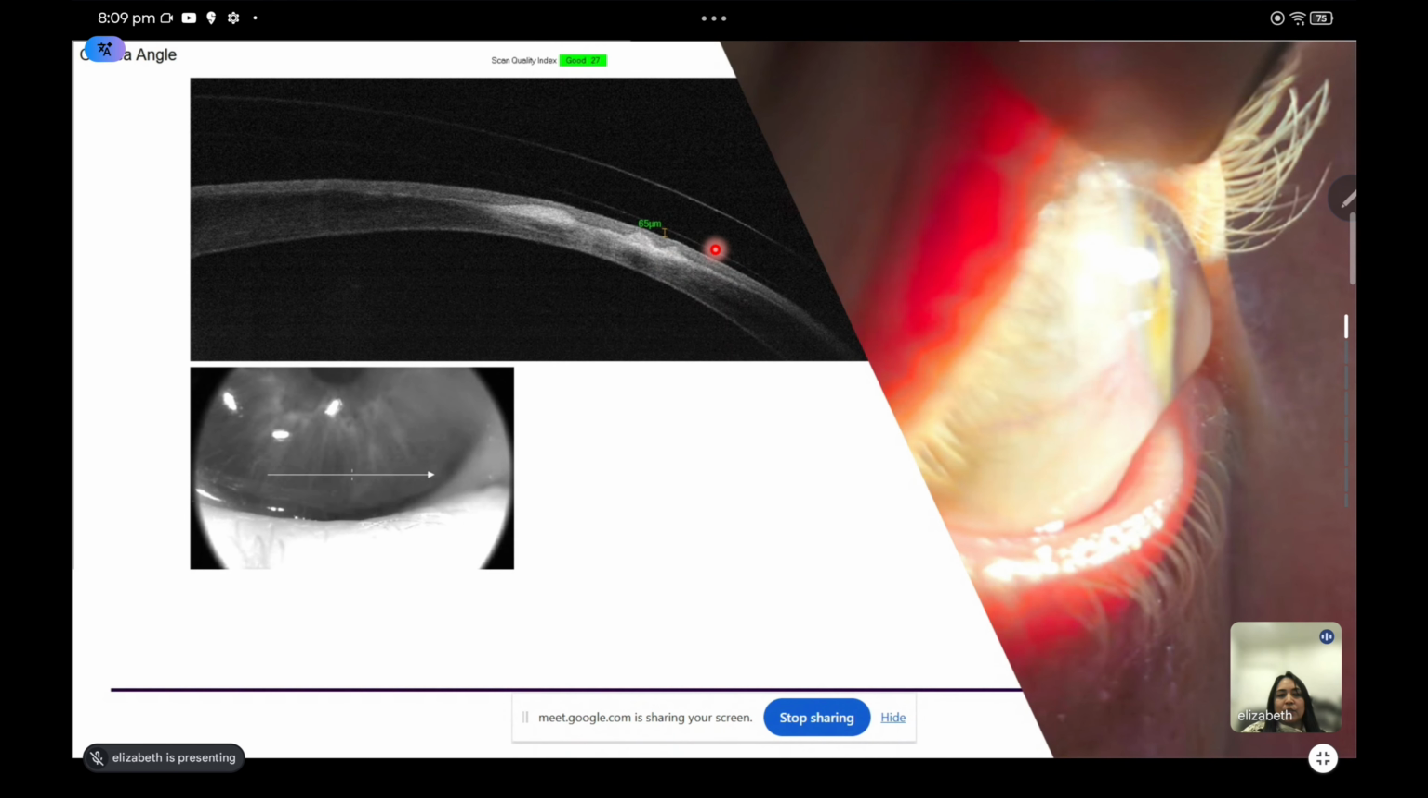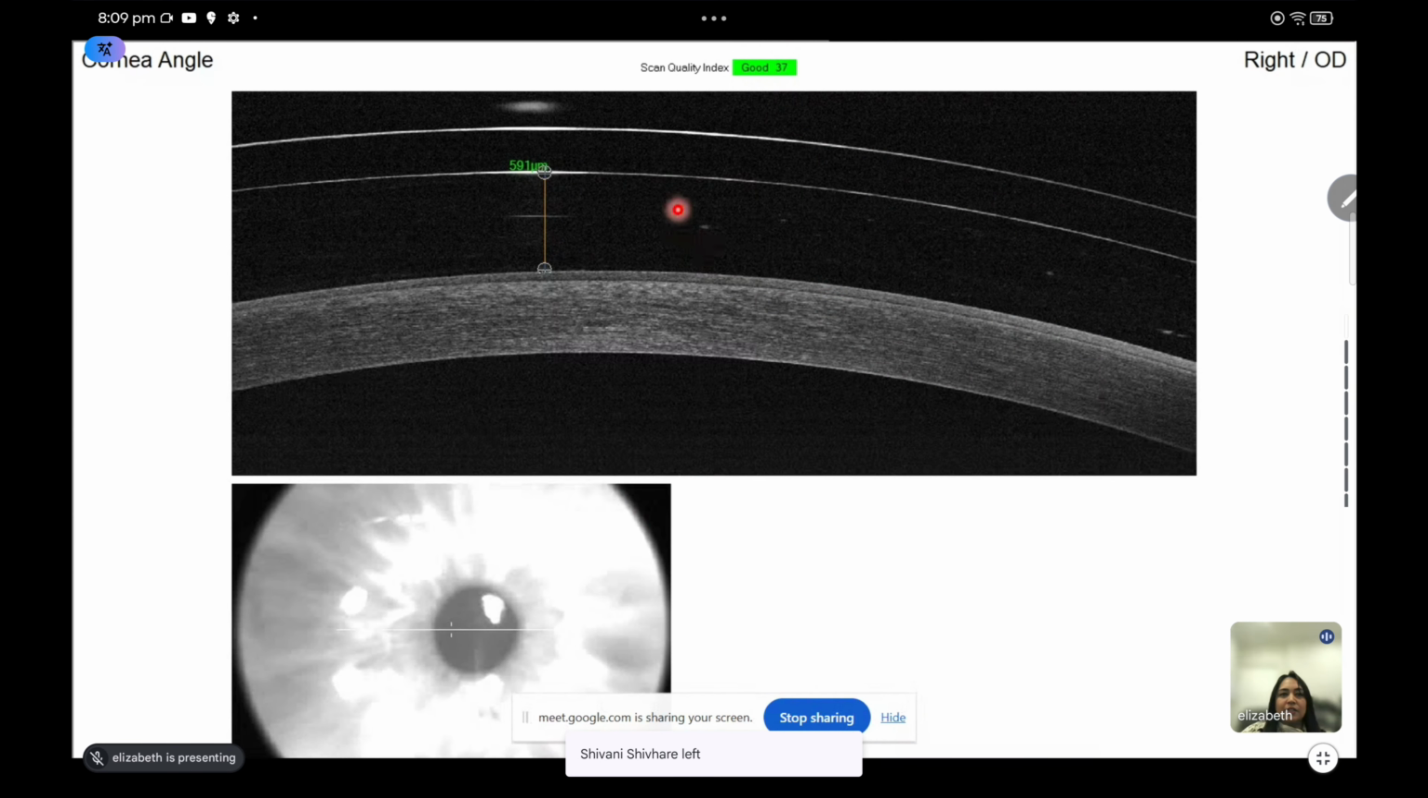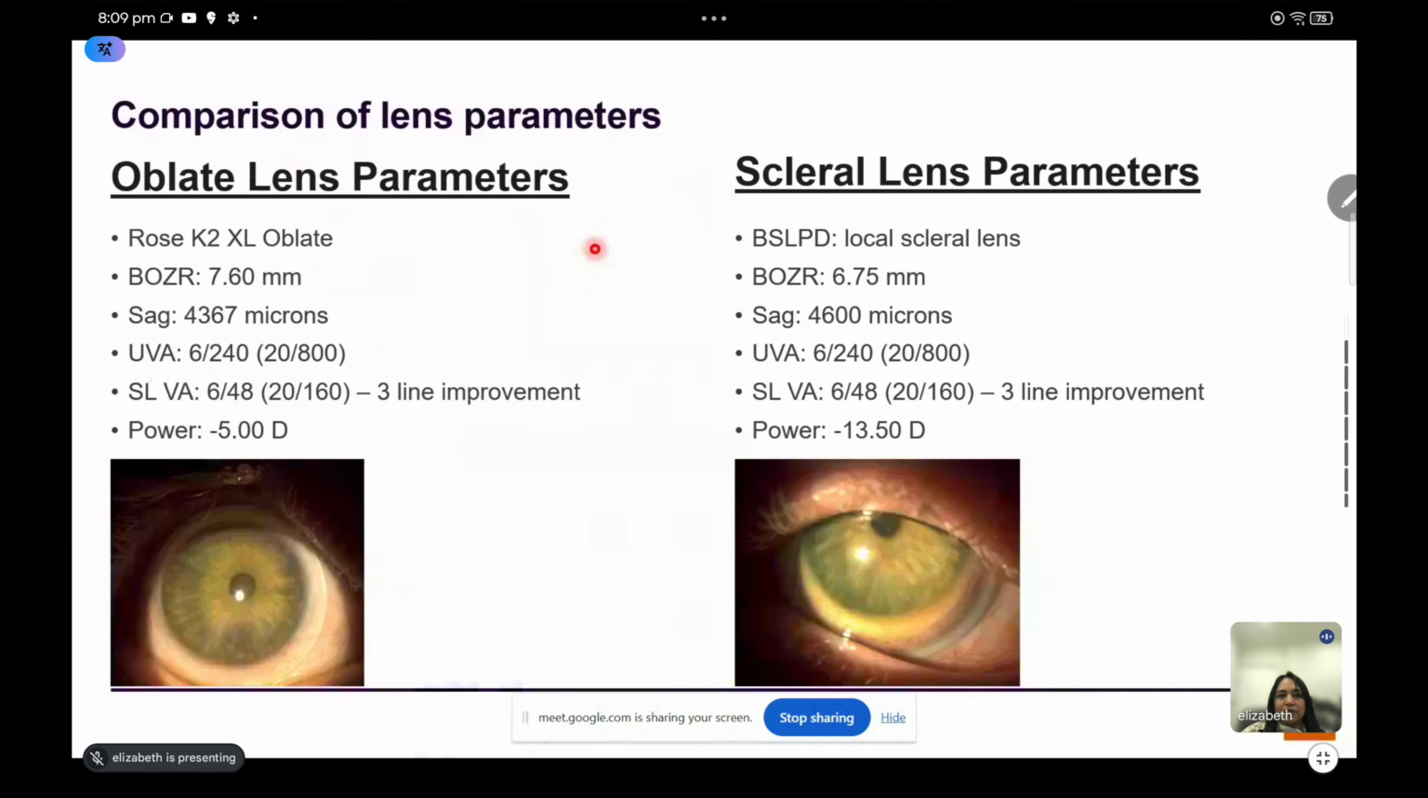So when we put this lens on, over the highest point of the cornea, we got 65 microns, and remember, with an oblate lens, we want to see at least 50 microns after settling. So it cleared the highest point in the cornea quite nicely. Centrally, we were still seeing quite a bit of clearance. It was 591 microns, still quite a lot, but it was still better than the 700 odd microns. But what really made a difference was the way it looked on the eye.